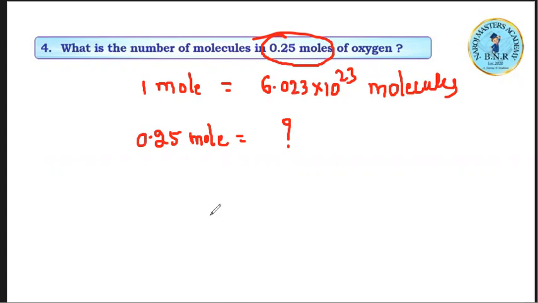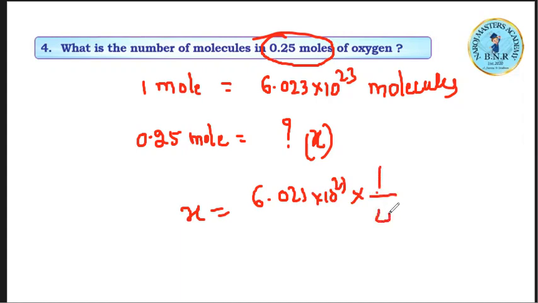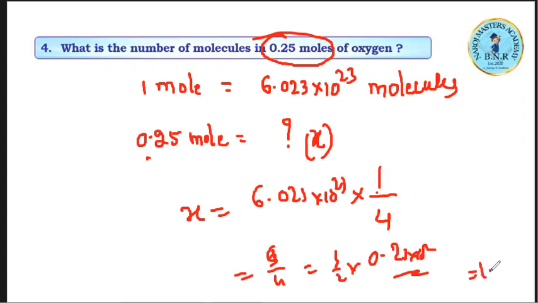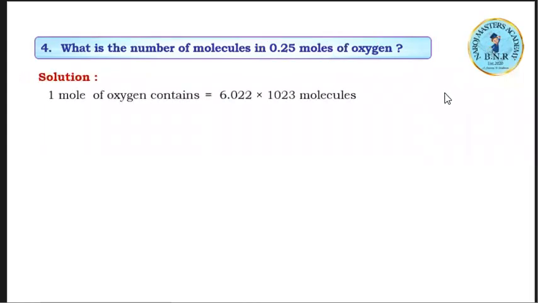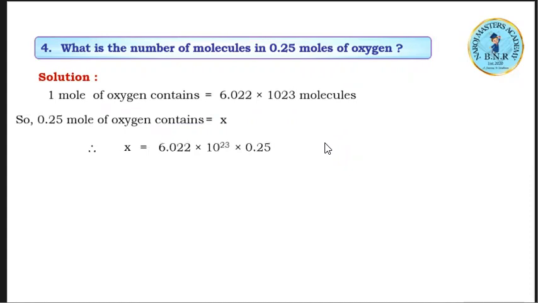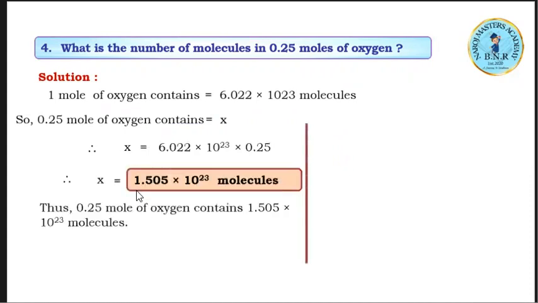So 0.25 into, considered as x, x into 1 is x, 6.023 into 10 power 23 into 0.25, that equals 1 by 4. So multiplying, 6 by 4 means 3 by 2, into 10 power 23. 3 by 2 is nothing but 1.5. So you can see the steps of how to find it. The answer is 1.5 into 10 power 23 molecules.